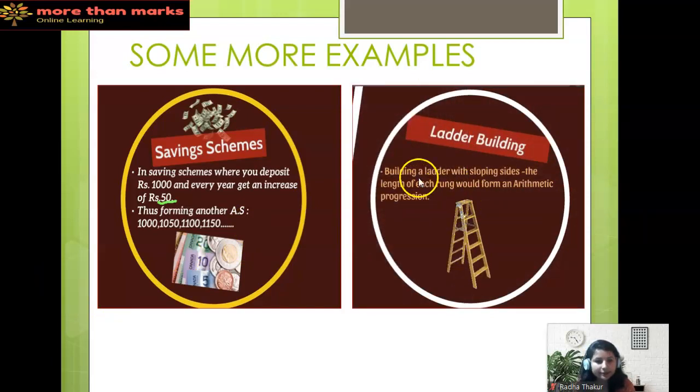See, the ladder. Building a ladder with a sloping side, the length of each rung. The rung is like this. The length of each rung is forming an arithmetic progression. Like this is the greatest one, the length of this rung is more as compared to this, then it's decreasing. Fine. So again, the rungs of this ladder are also forming an AP.